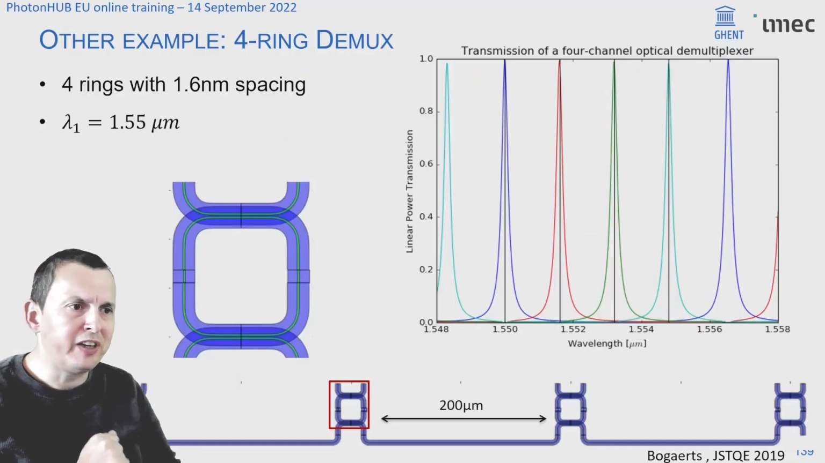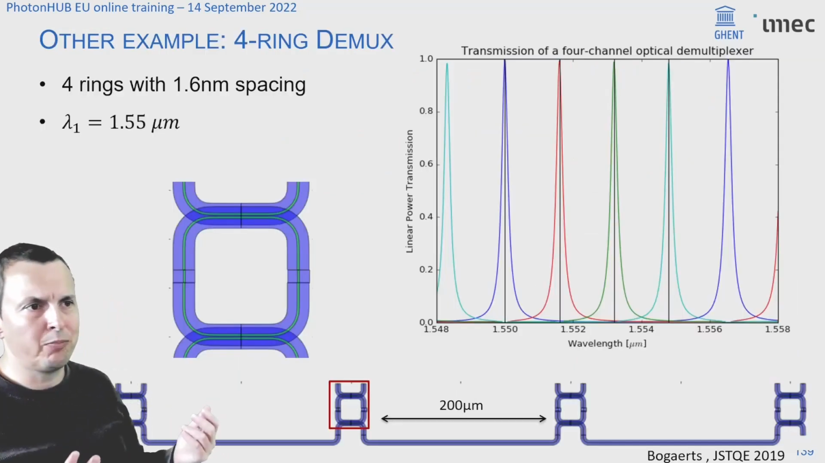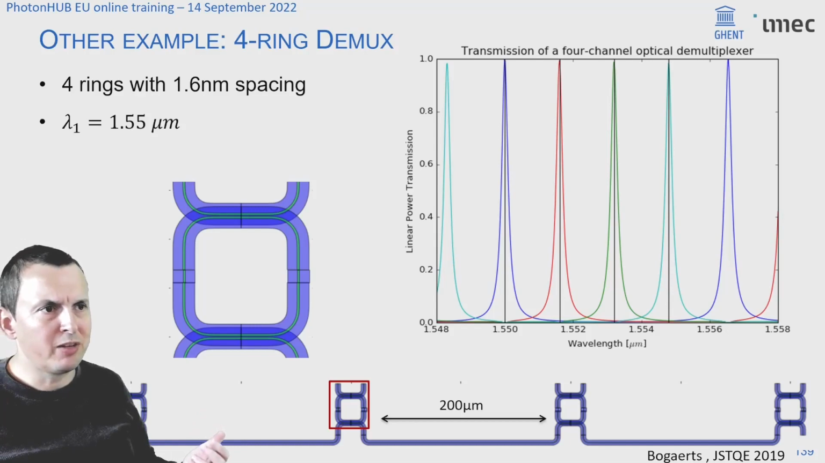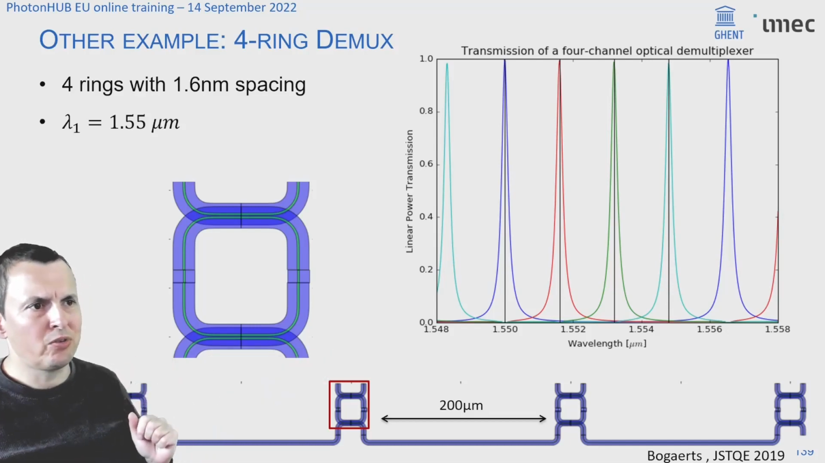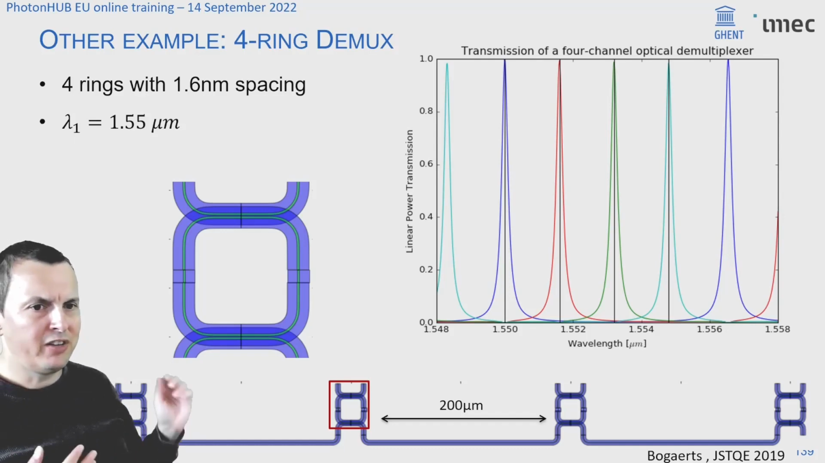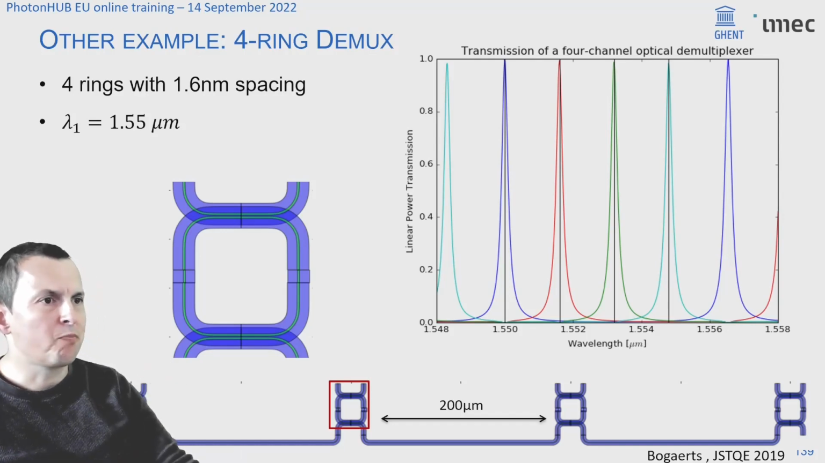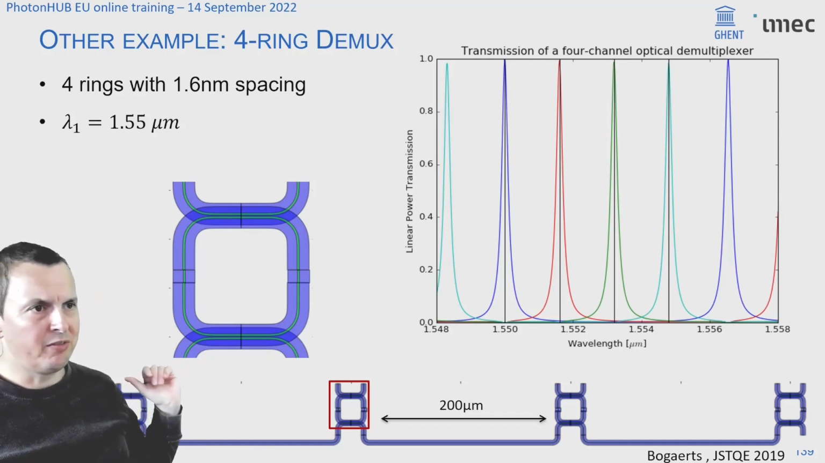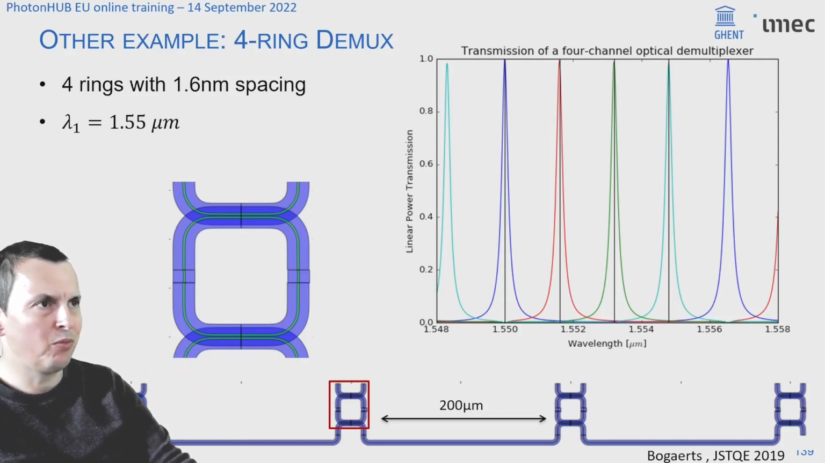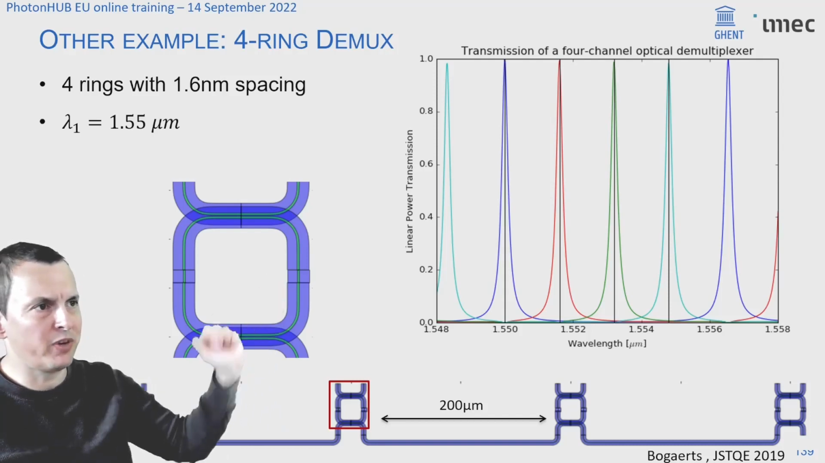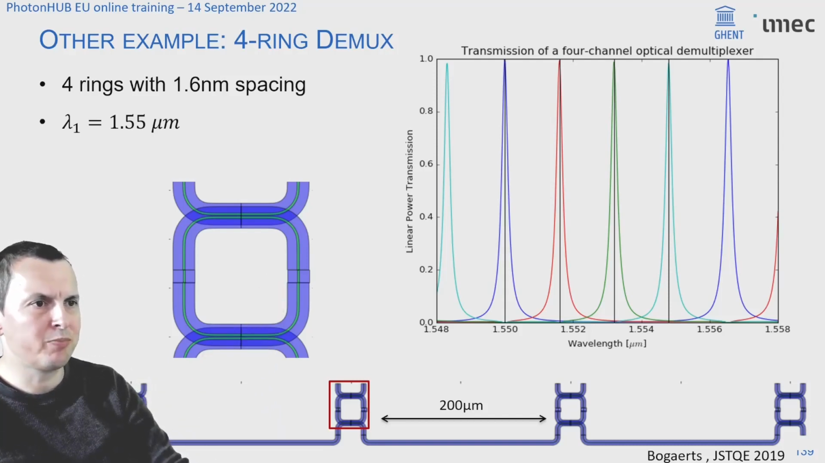Just to give a very simple idea of how this can help us construct a circuit and make it better, let's say we want to make a 4-channel drop filter. So we have light coming in the circuit here, and basically every ring resonator drops a different wavelength of light. And we designed everything to be nicely spaced with 1.6 nanometer spacing, or 200 gigahertz.